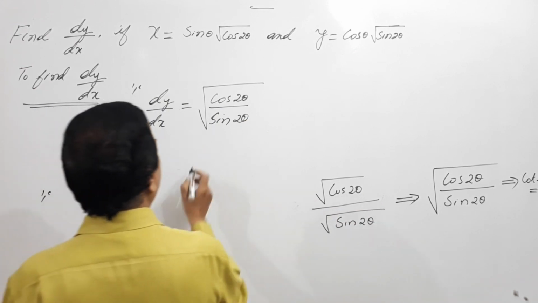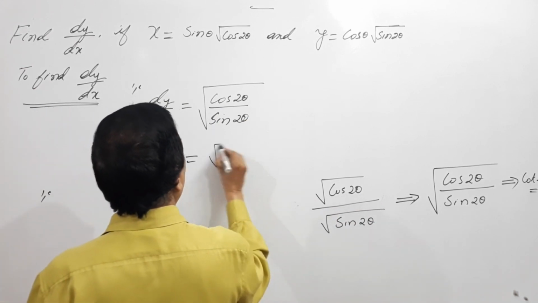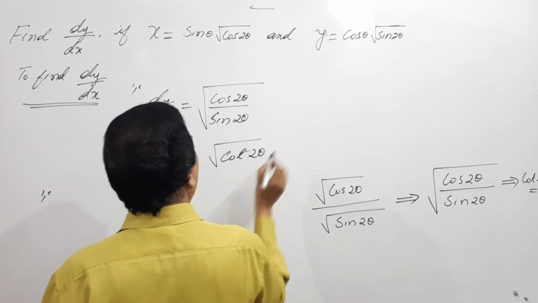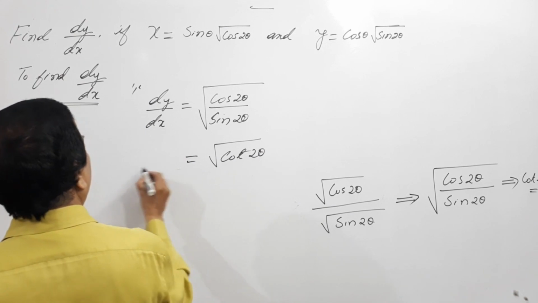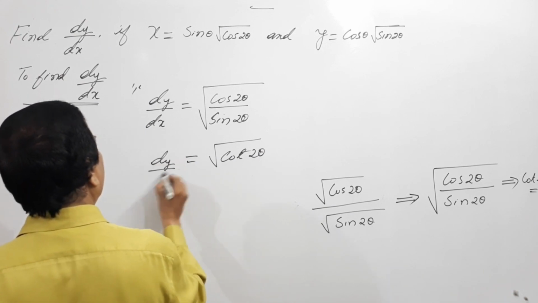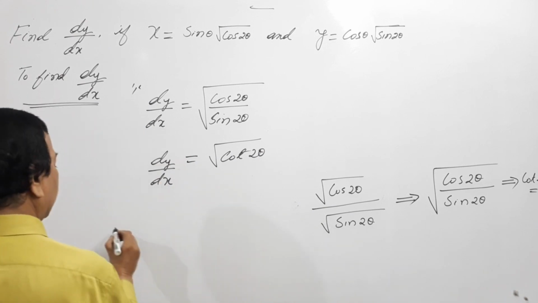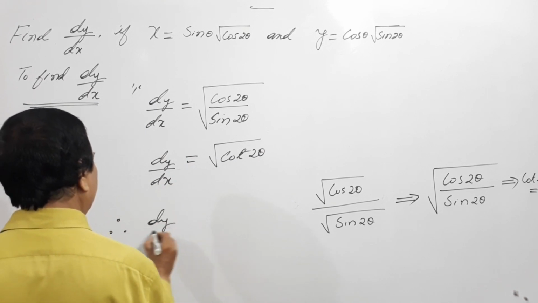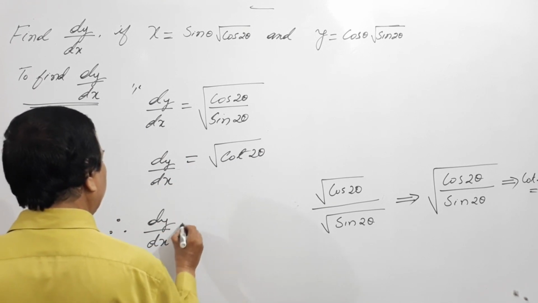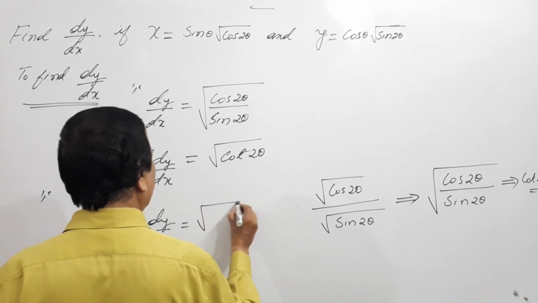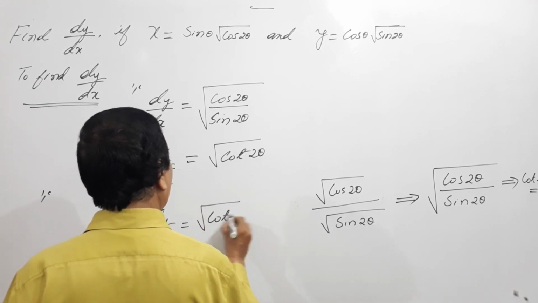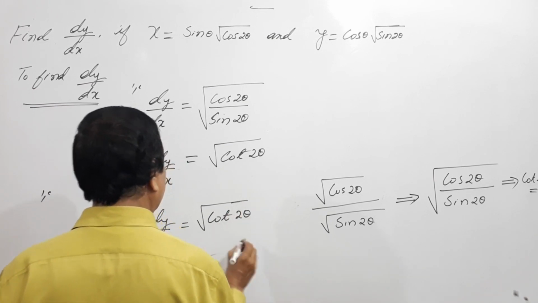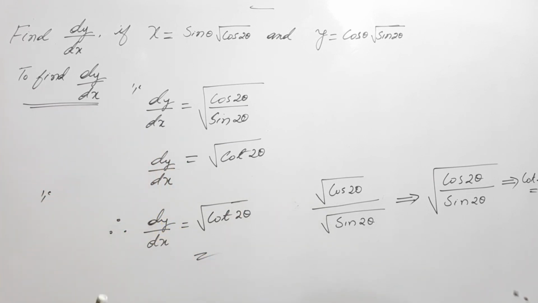So what happens to this? This becomes under the root cot 2 theta, that is dy by dx. Therefore dy by dx equals to under the root cot 2 theta. This is the required answer.